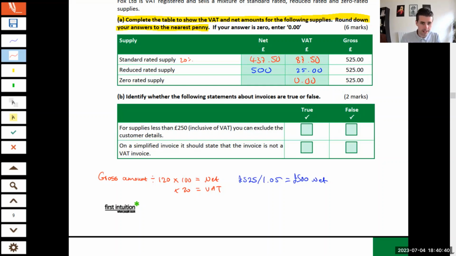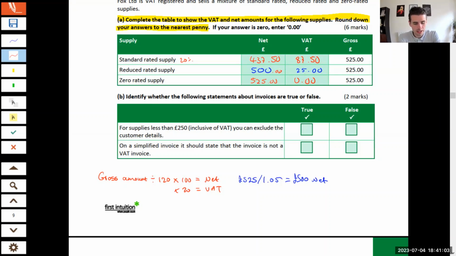Which means the net is the same, £525. Because there's no tax. It's taxed at 0%. Sounds too good to be true, but you've got a mark for that. You've literally got a mark for typing in 0 in a text box. Not too bad, is it? Helps us along the way really, really nicely.